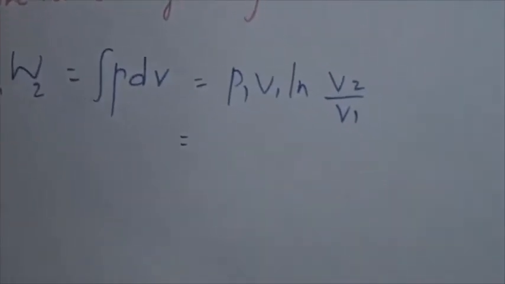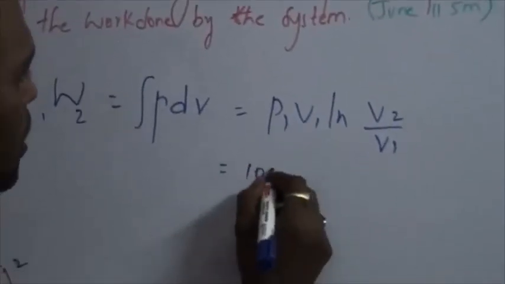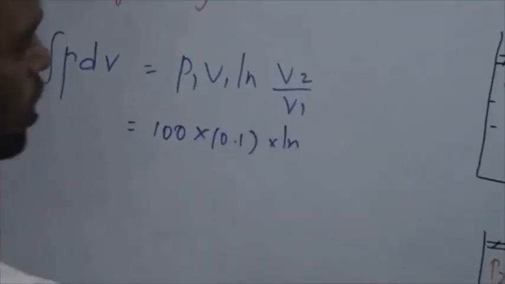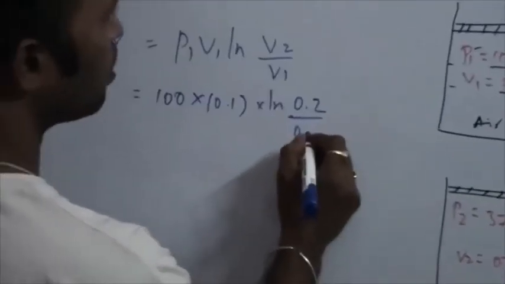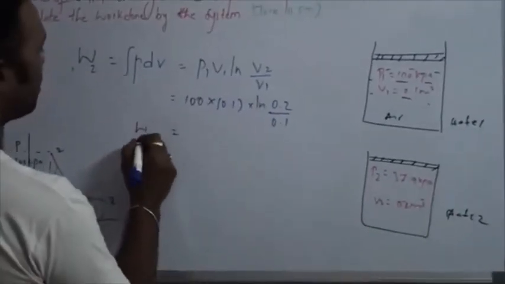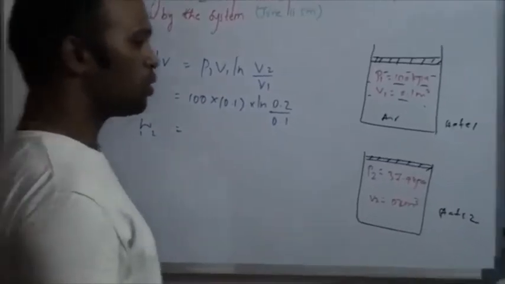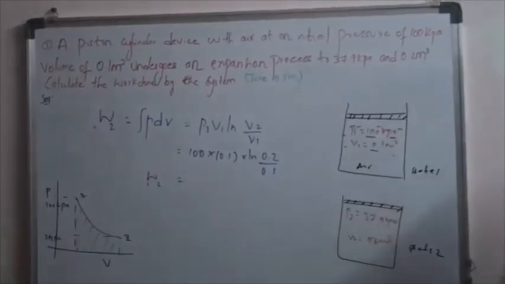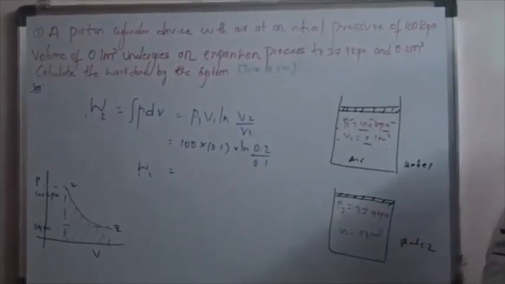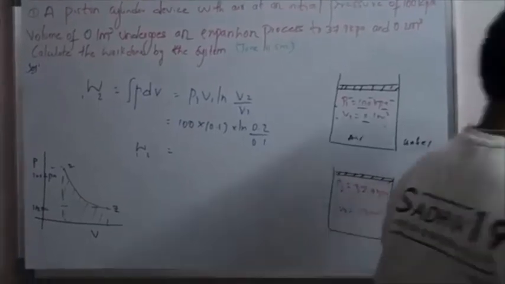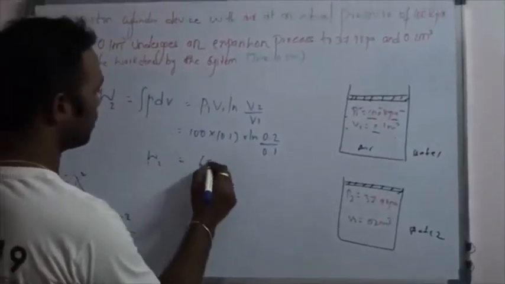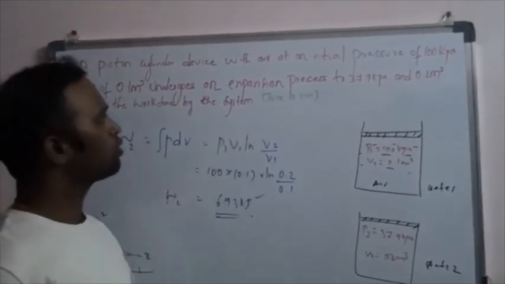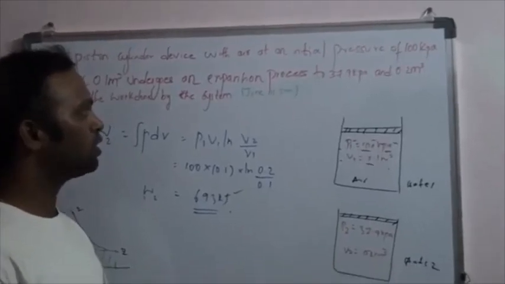Here the pressure is given, initially 100 kPa, and the volume is also given as 0.1 meter cube, and V2 is 0.2 meter cube, with V1 being 0.1. Finally, by simple substitution you get the work done W12. The answer I got is around 6.93 kilojoules. This question was asked in June 2011 as a 5 marks question.